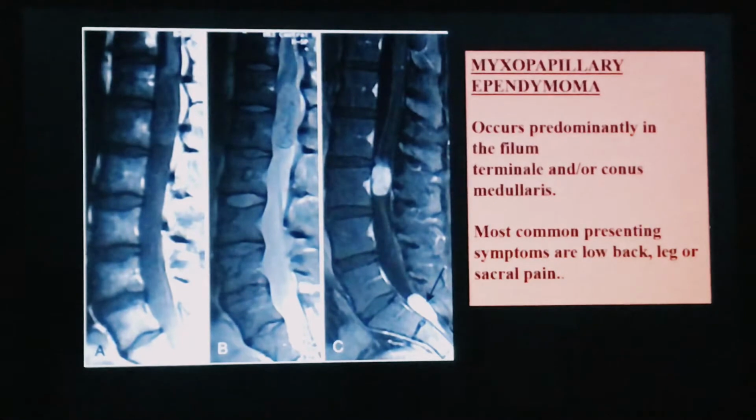Now another type of ependymoma, which is more commonly seen in the filum terminale or conus medullaris, is the myxopapillary type of ependymoma. Its typical location is the characteristic feature, and the most common associated symptom will be low back pain, sacral pain or leg pain.